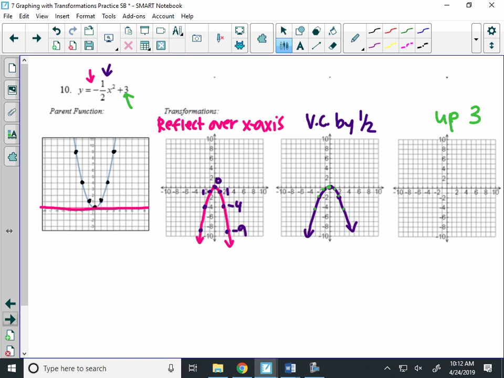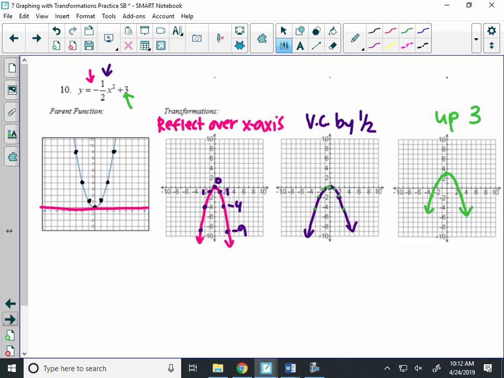Finally, up 3, well, I'm just going to take each point and go up 3 with it. Negative 4.5 up 3 will be negative 1.5. There we go. And we should be able to have a graph like this.